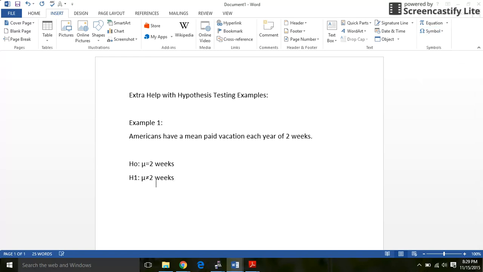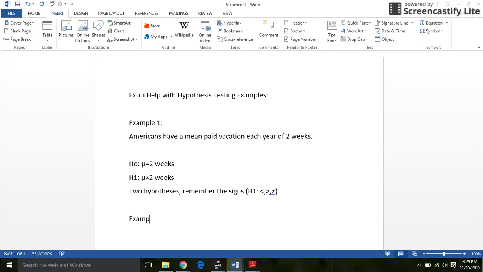Okay. The important things to remember for this is there's 2 hypotheses. And also you need to remember the signs. And in the alternative, all it can be is less than, greater than, or not equal to. Okay, all right. So let's do another one.